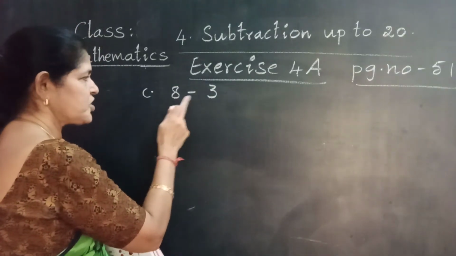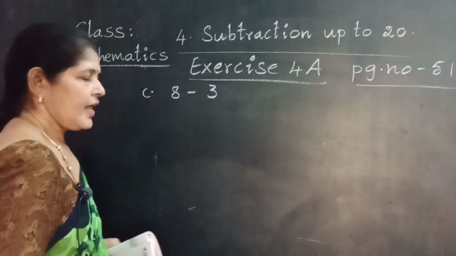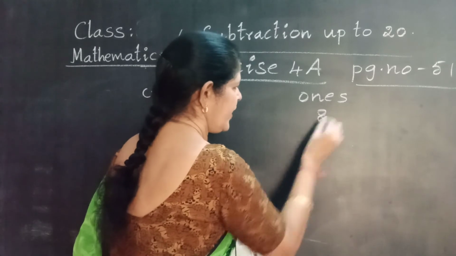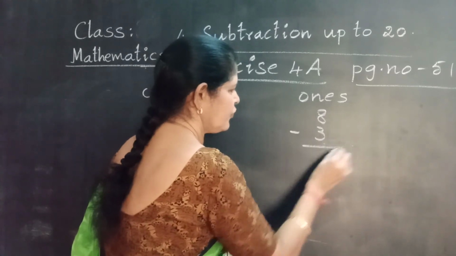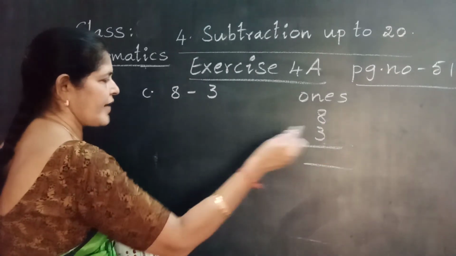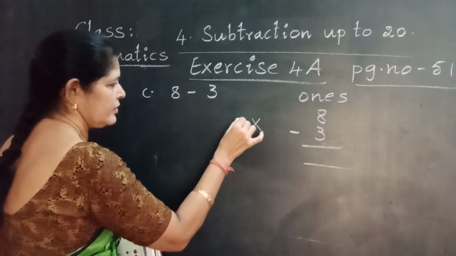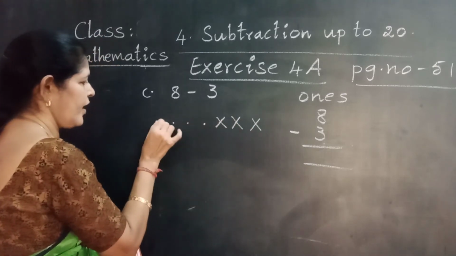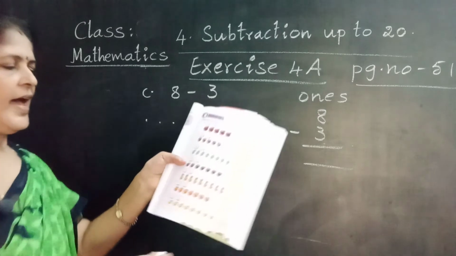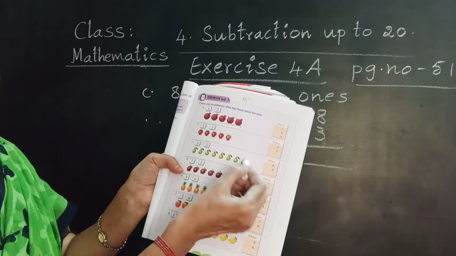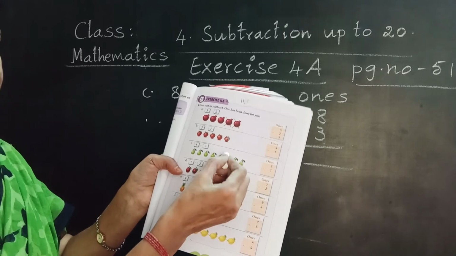Given subtraction is 8 minus 3. That means take away 3. We are going to cross 3 pears. Come on, start from the right side. 1, 2, 3. Then how many are left? See here. Start crossing from here. 1 like this. 2, 3.